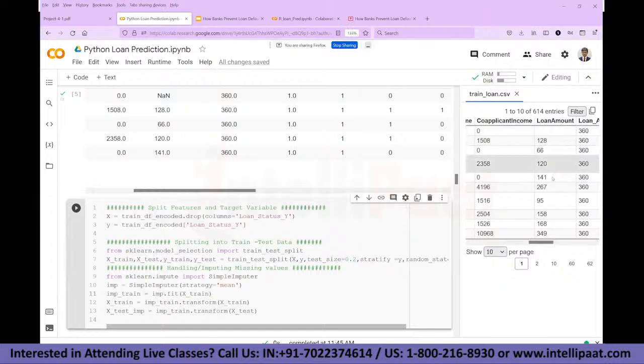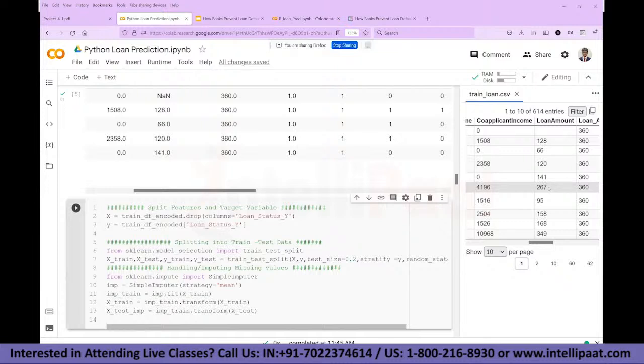But what if in my 10,000 there are 6,000 rows which have a null value in loan amount, right? I can't drop all those rows, right? If I drop all those rows, my data set will reduce from 10,000 to like 4,000, right? Which will be difficult because I don't have enough data to train my model.